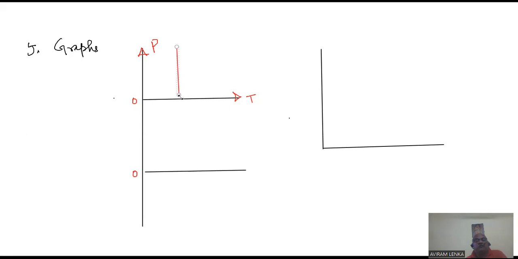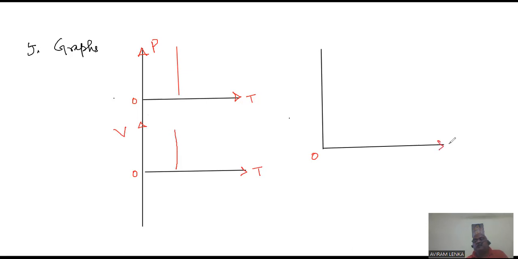Don't make the graph touch the x-axis or temperature axis. If you touch it, that shows pressure equal to zero. That happens at absolute zero. That is not possible as per the third law of thermodynamics. Second graph, temperature on the x-axis, volume on the y-axis. Thereby, we know the graph also will be like this. So that is the pressure temperature graph, and this is the volume temperature graph.